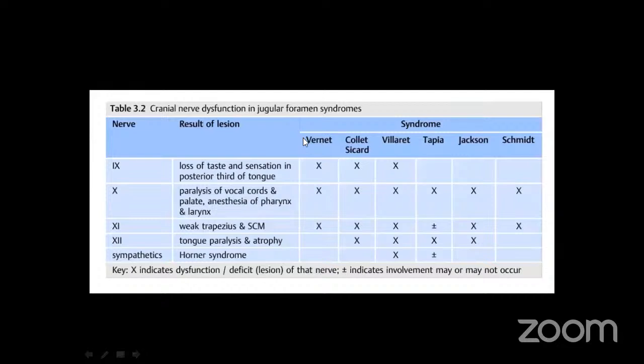So various syndromes are associated with the jugular foramen. These are known as the jugular foramen syndromes that occur due to various lesions that are encroaching upon the contents of the jugular foramen. Depending on the cranial nerves involved, they are classified into 6 types. We have Vernet, Collet-Sicard, Villaret, Tapia, Jackson, and Schmidt syndrome. There will be different clinical presentations depending on the cranial nerves or the sympathetics involved.